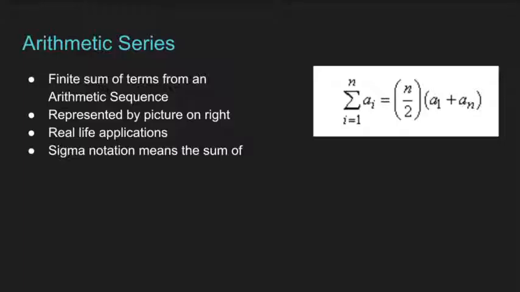An arithmetic series is a finite sum of terms from an arithmetic sequence, and it is represented by the picture on the right. It has many real-life applications tied to it, such as calculating the number of births in a country or population growth. The sigma notation means the sum of, so it's the big Greek symbol that looks like an E. Once you plug in the values from your sequence, you can just calculate it, and it's very easy.